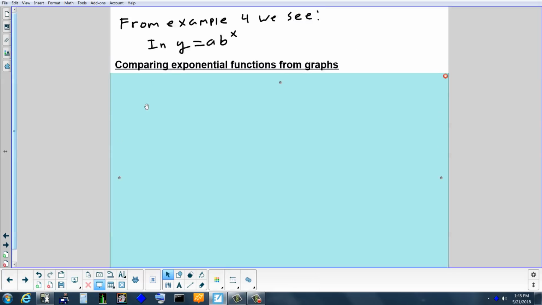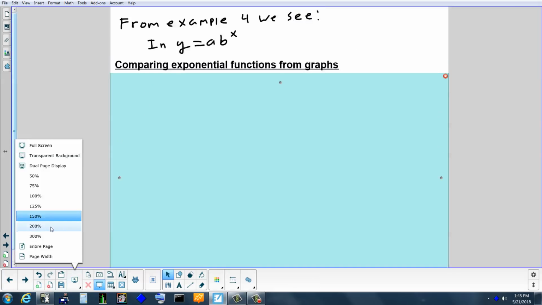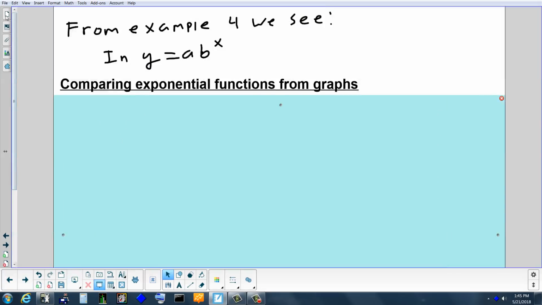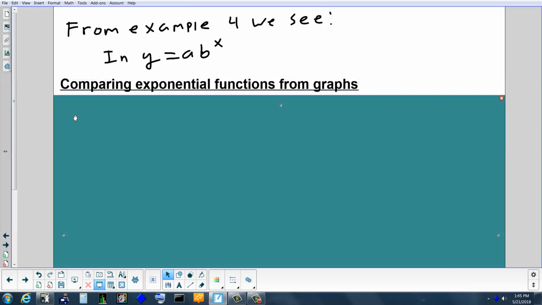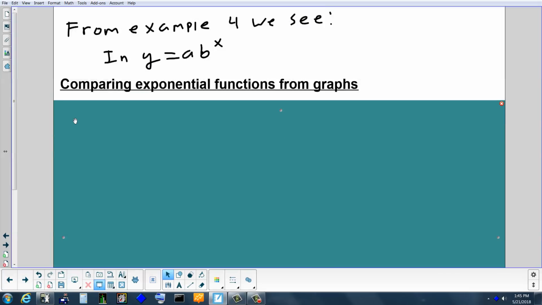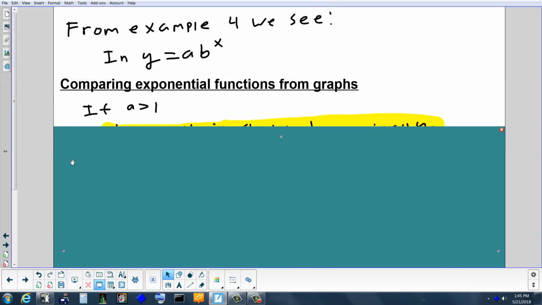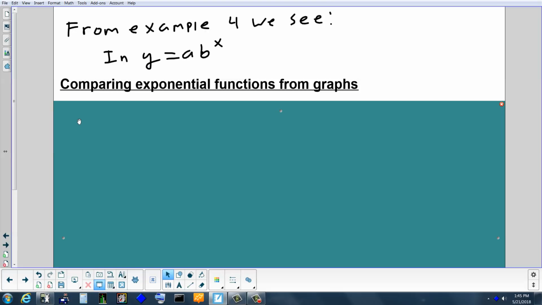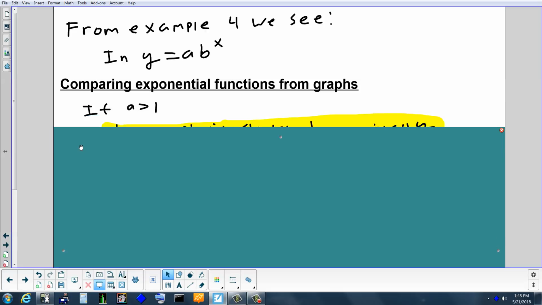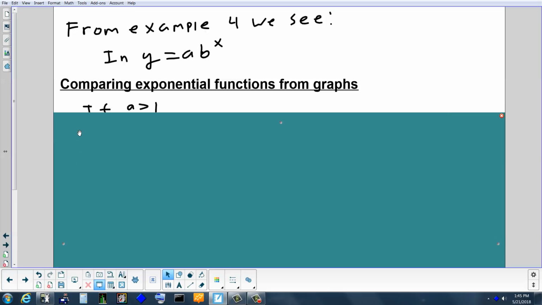So, we're going to give you the function. When we give you the function, whatever number is in the b spot will be the same. We might say compare, like we did for the last one. 2 to the x was the same in all 3 functions. We said compare 2 to the x with 3 times 2 to the x, and negative 3 times 2 to the x. So the number with the little x attached is always going to be the same.